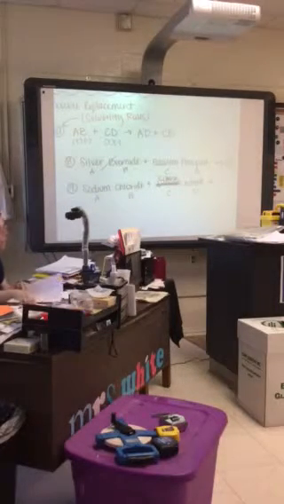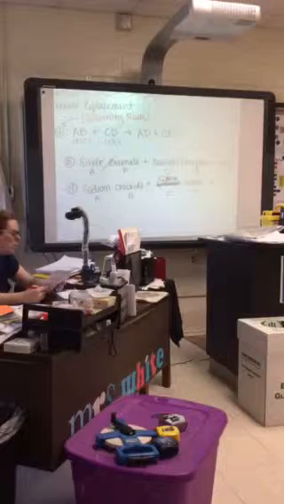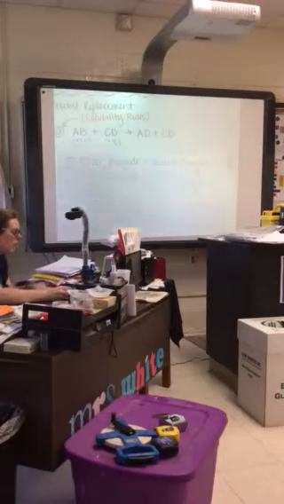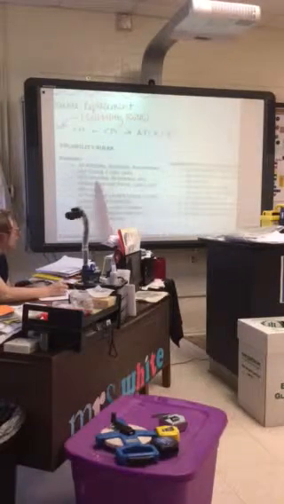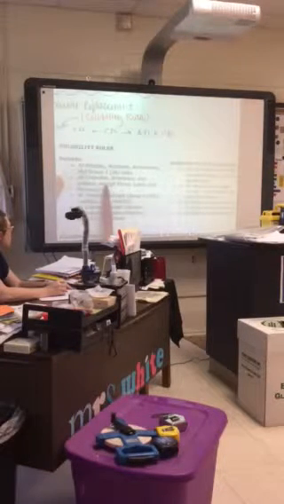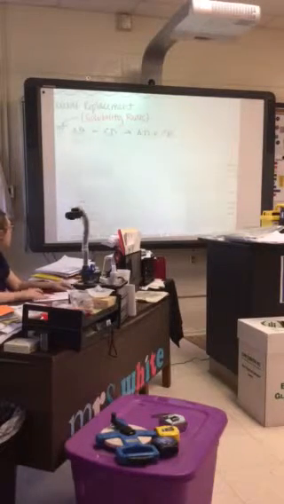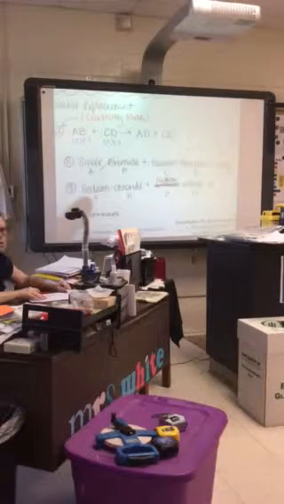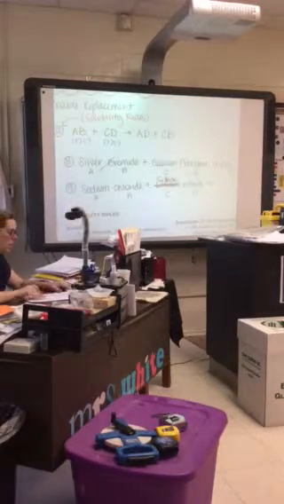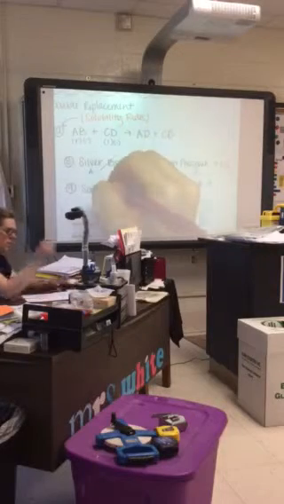So let's look at our solubility rules. I've got sodium chloride, so I'm right here again. All chlorides are soluble except silver, lead, and mercury. Well, this chlorine is attached to sodium, so this one, we're good.